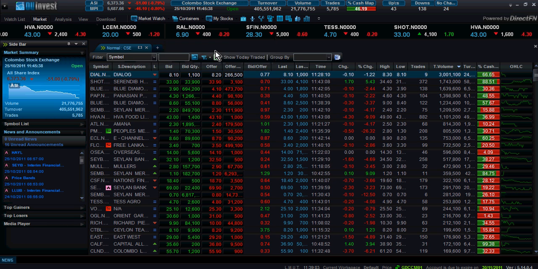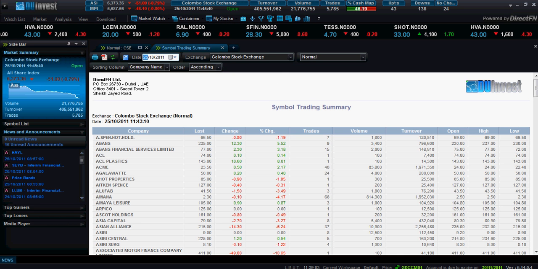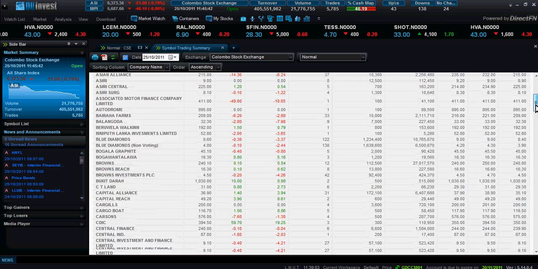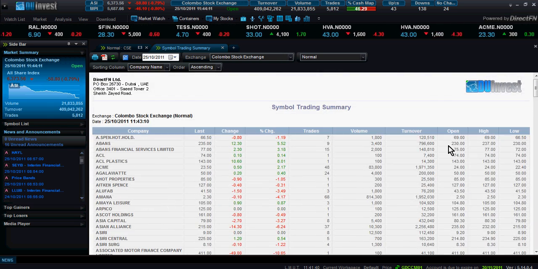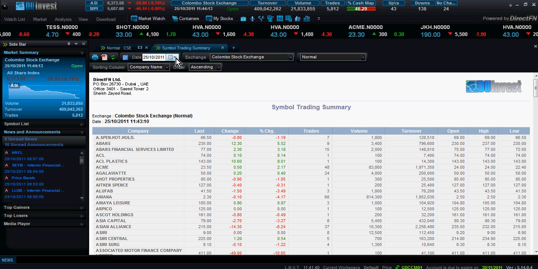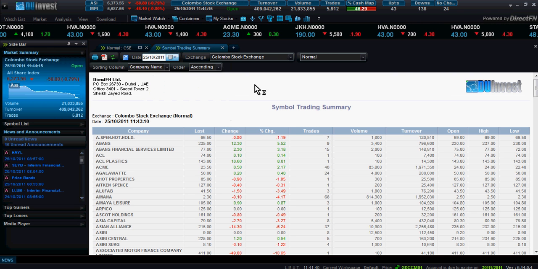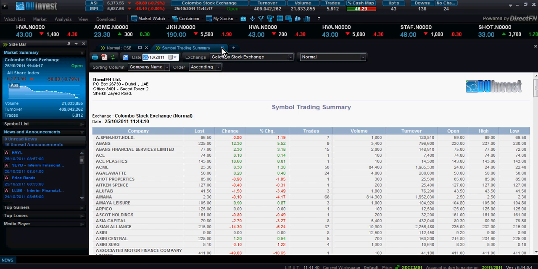Now if I click on symbol trading summary, for any given day you will see the entire summary of the market. Like I said, this is what you usually see in the newspapers. If you want to get a good view of it, you can do that, and you can change the time and date, and you can see the information accordingly.